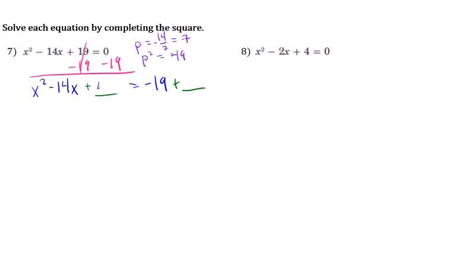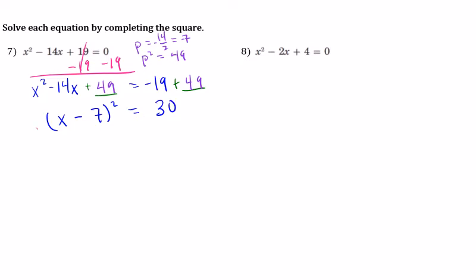If I square 7 or negative 7, either way I get positive 49. Okay, so now I can factor this. I'm going to put an x here. This minus goes in here. And then inside here I want to put p. So remember, p is 7, or negative 7, however you want to think of it. Then on this side, negative 19 plus 49 is 30.